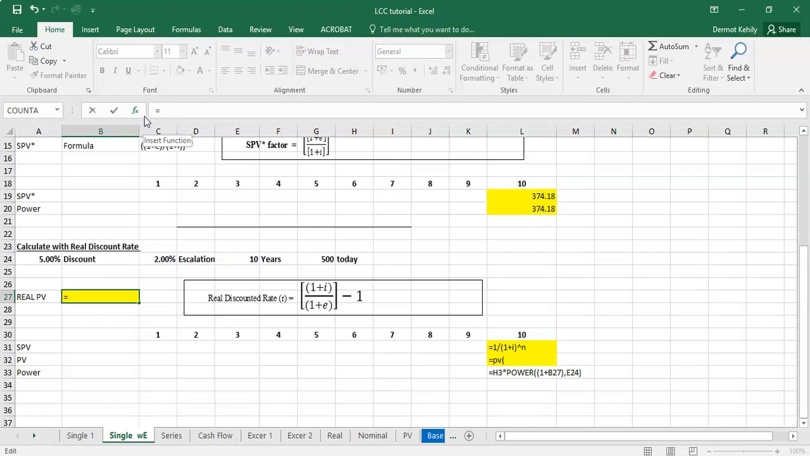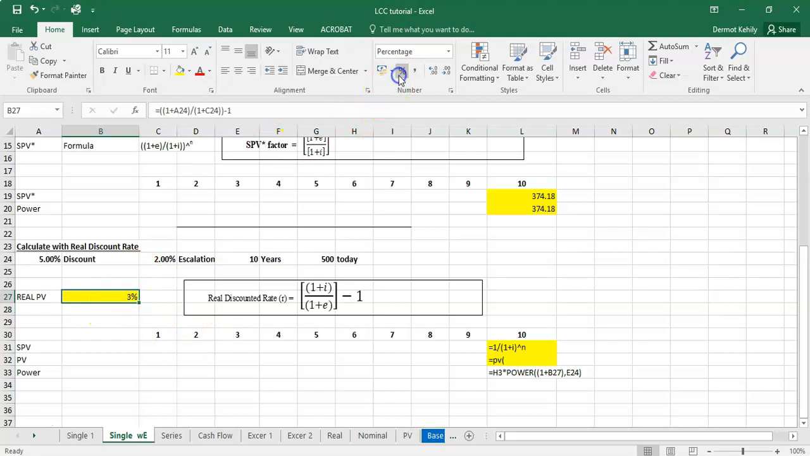Let's calculate what the relationship between these two rates is. Equals, open brackets, 1 plus I being the discount rate, close brackets, divided by open brackets, 1 plus E being the escalation rate, close brackets. So that's the first bit of the calculation, and then the next bit is minus 1.